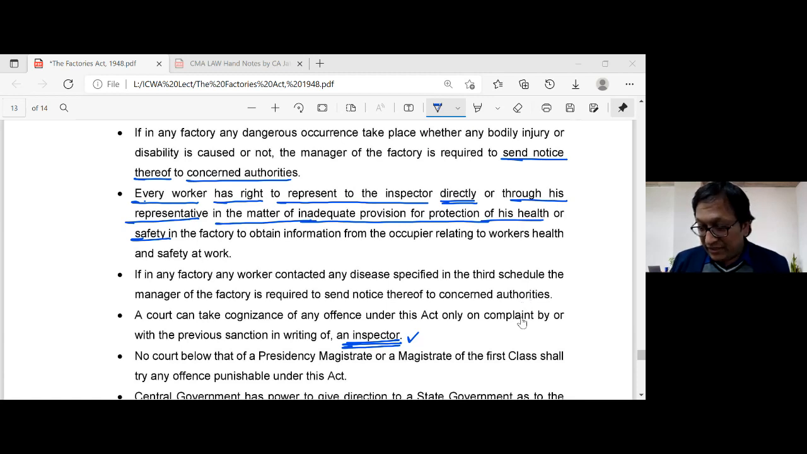Definitely, Yashoda. And explain inspector. The inspector is appointed under the Factories Act by the government of India, the state government.